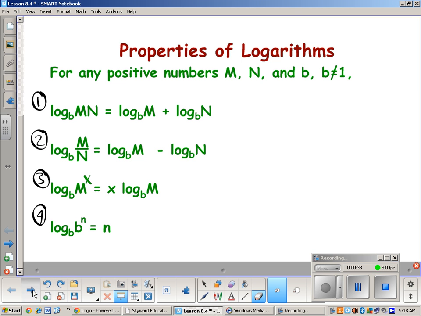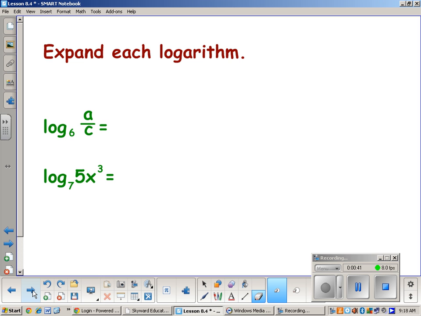All right, moving on then. Expand each logarithm. All we want to do here is play with the rules, okay? And so what's the rule when we're dividing the same bases? Subtract. Okay? So this is what I commonly get for a wrong answer. That's the wrong answer I commonly get. Why is that wrong?